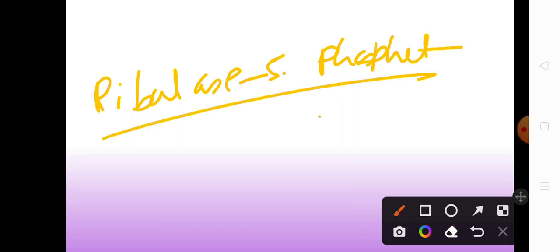So in this video tutorial we are going to discuss the next part of our pentose phosphate pathway, that is the non-oxidative phase. In the previous video we have already discussed the oxidative phase, where we saw the end product was ribulose 5-phosphate. From this ribulose 5-phosphate, we will do our discussion today.